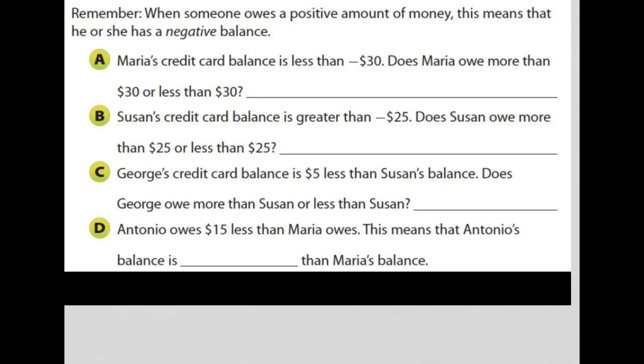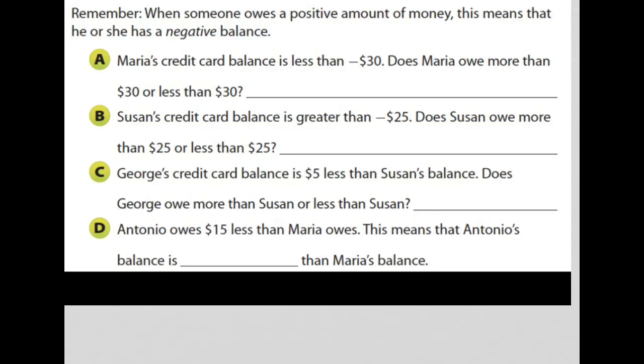It says at the top, remember, when someone owes a positive amount of money, this means that he or she has a negative balance. Something important for us to keep in mind as we work through these problems. Letter A. Maria's credit card balance is less than negative 30. Does Maria owe more than $30 or less than $30?